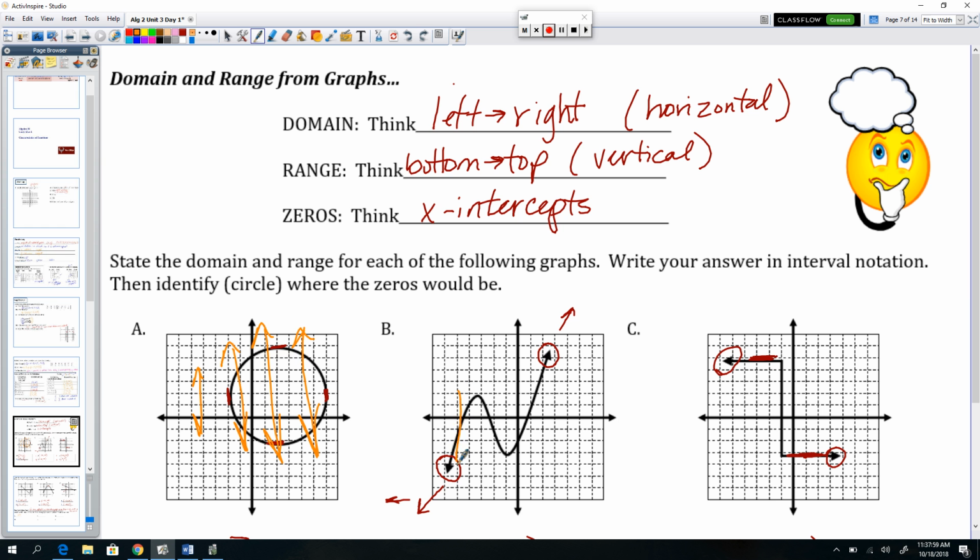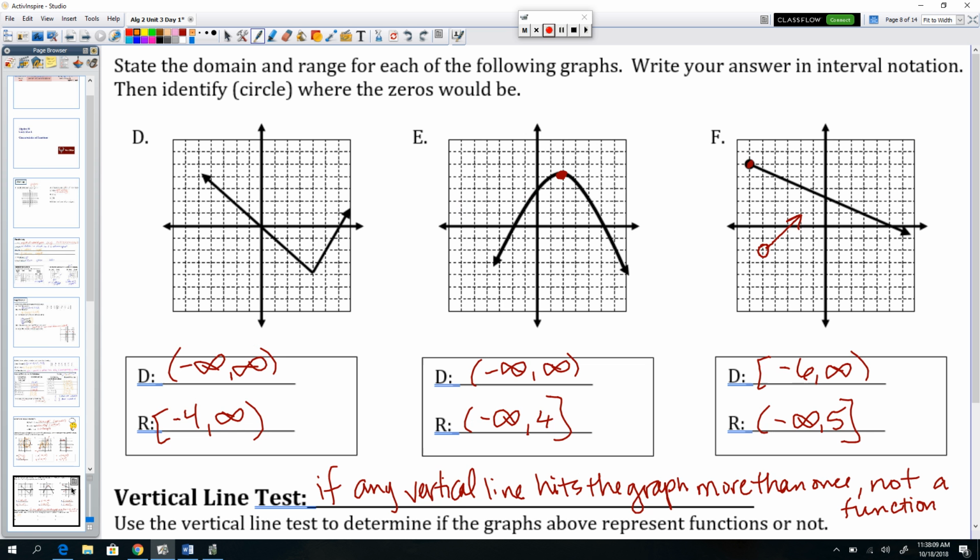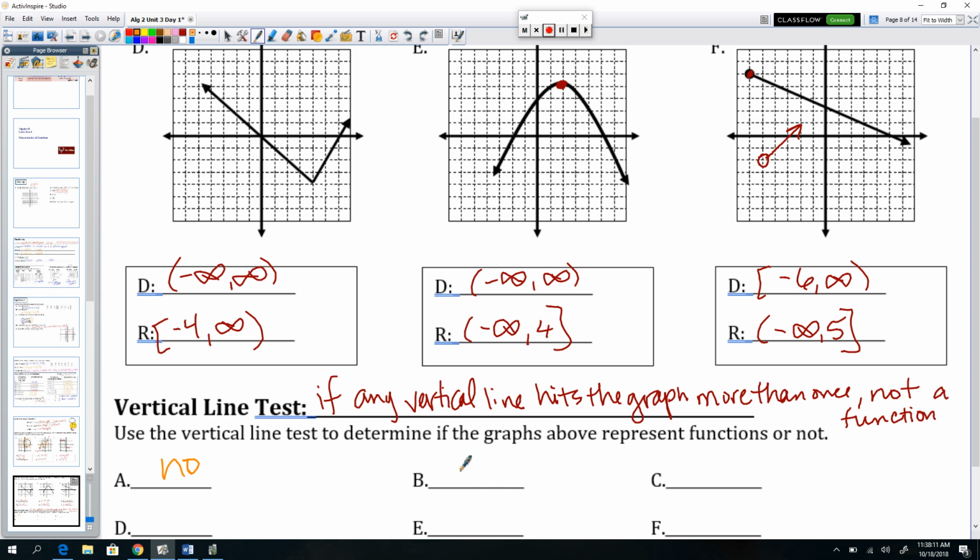Let's look at graph B. If we picture all the vertical lines in the world, we can't think of any vertical line that cuts this graph more than once. So B passes the vertical line test, and yes, it is a function.